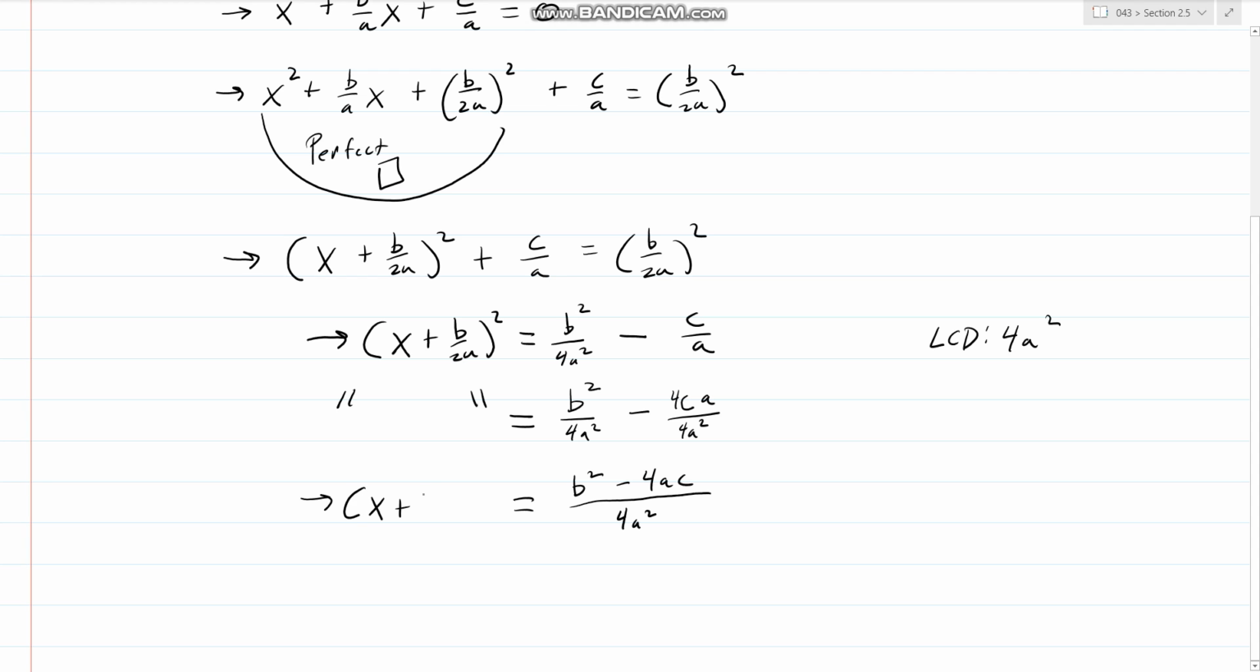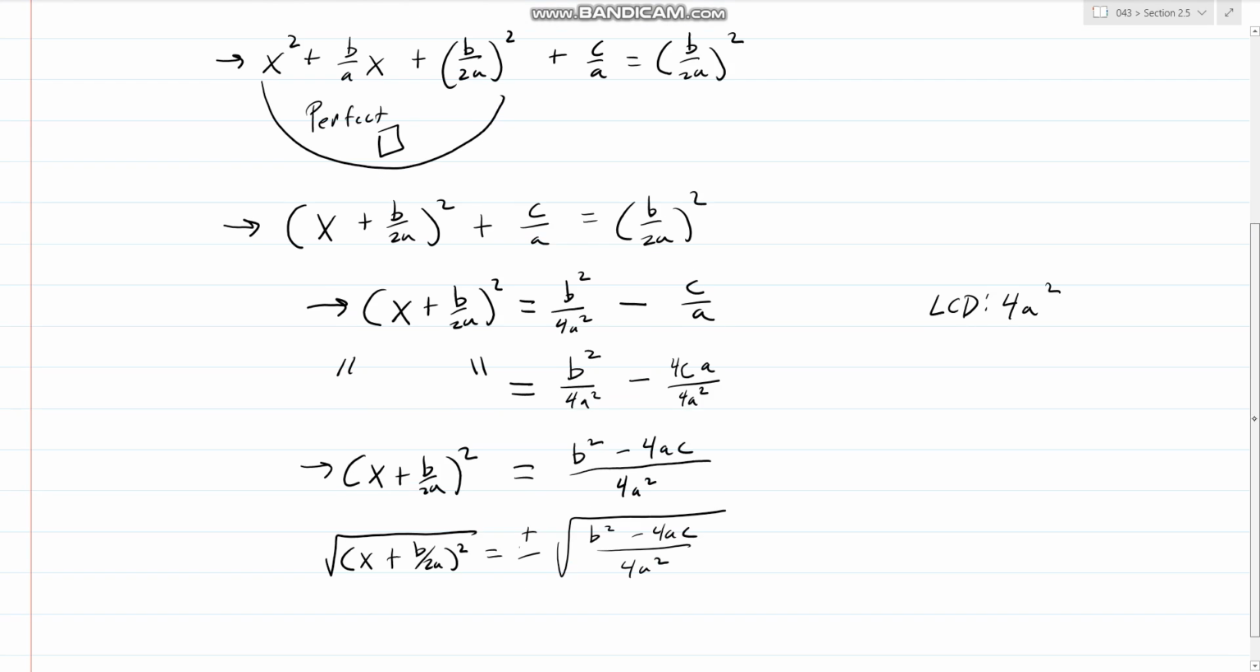That's what we said in my classes back in the day. So now we're finally ready to start taking the square root, and that's what I'm going to do in this step. So I take the square root of both sides, x plus b over 2a equals plus or minus the square root of b squared minus 4ac over 4a squared.